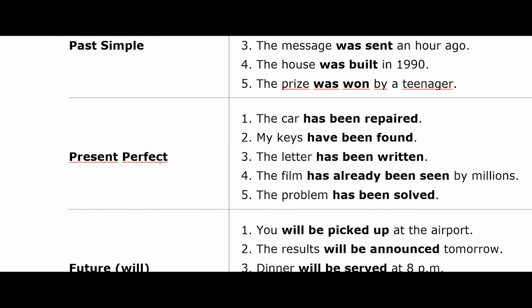Present perfect. It's our lovely tense. The car has been repaired. My keys have been found. The letter has been written. The film has already been seen by millions. The problem has been solved. Here we use has or have plus been plus past participle again.